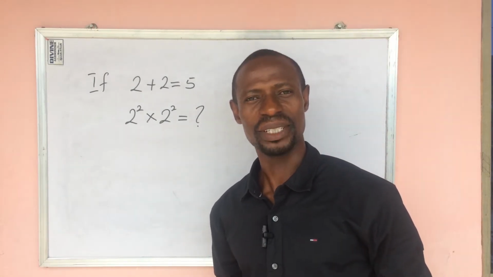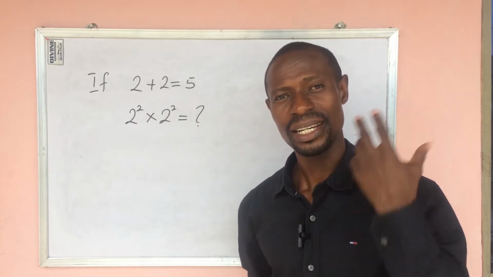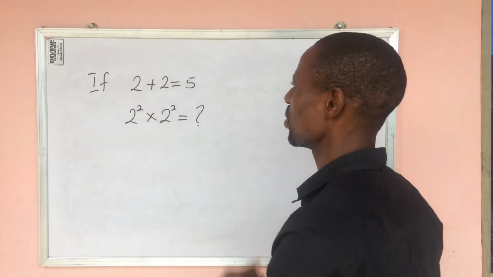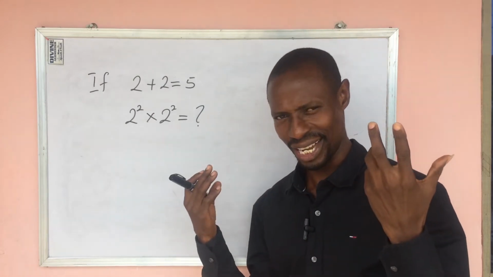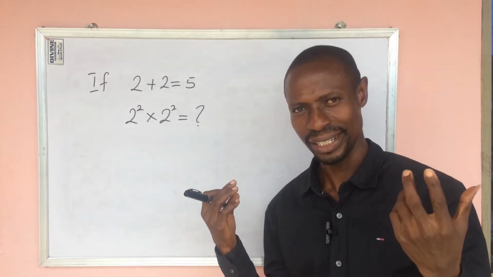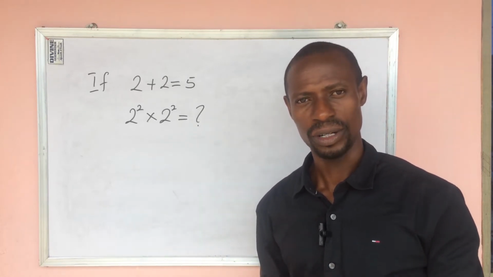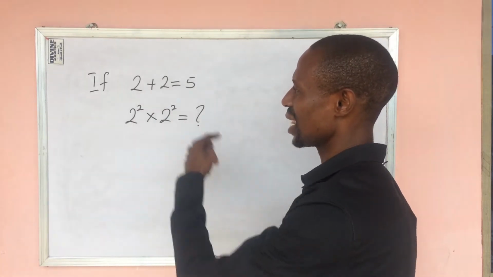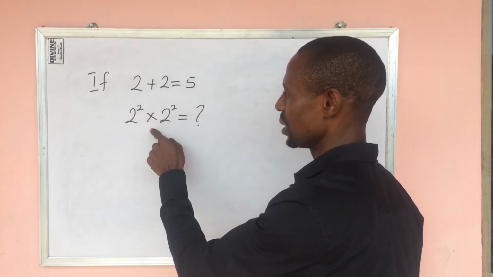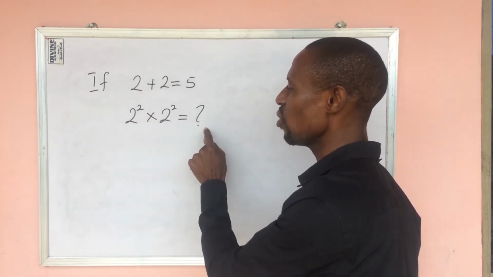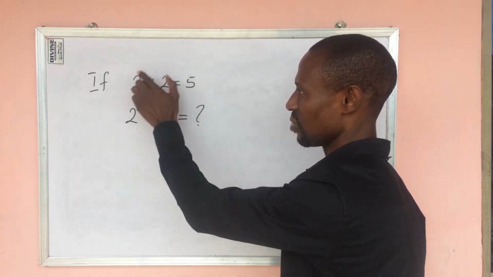My name is Jakes Anemo, and in today's class, we have a rhetorical question that demands thinking outside the box. The question says, if 2 plus 2 is equal to 5, which gives us a kind of rethink. You and I know that in base 10, 2 plus 2 is equal to 4. But now the base number in which this addition is made is not given. The other part says, 2 to the power of 2 times 2 to the power of 2 will now be equal to what? We are going to work with these premises, this conditional statement.